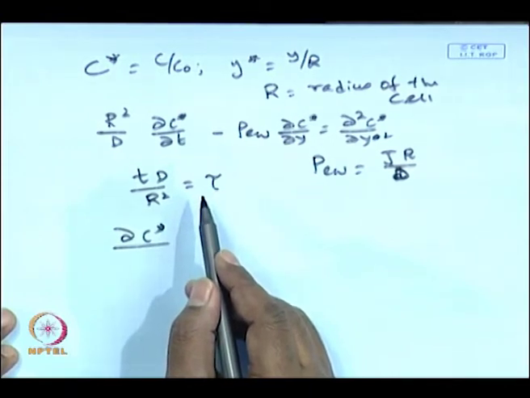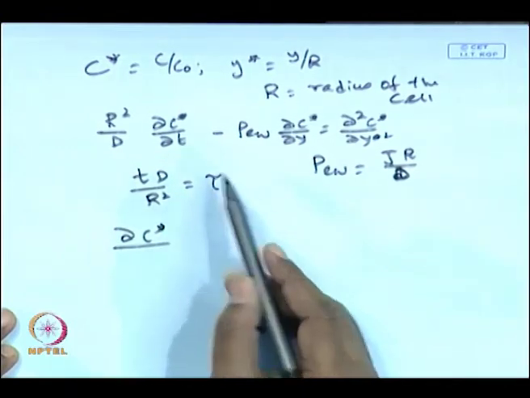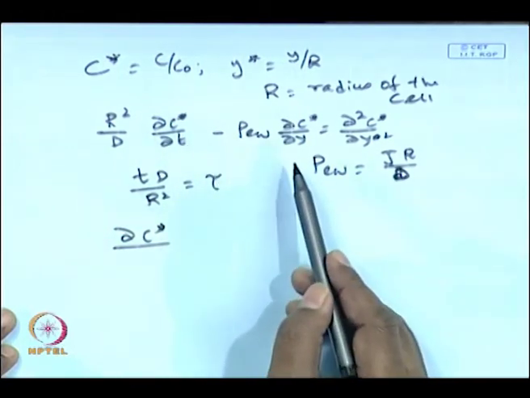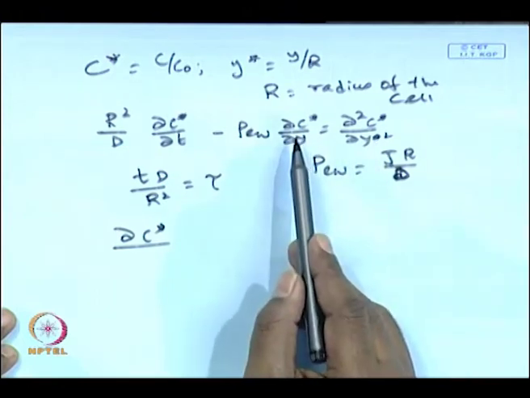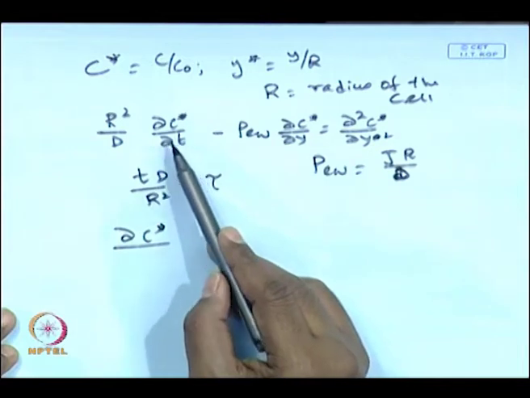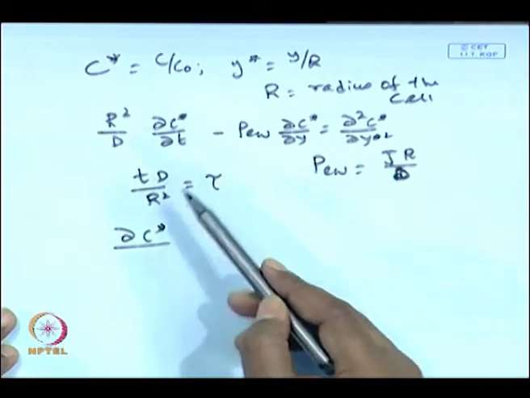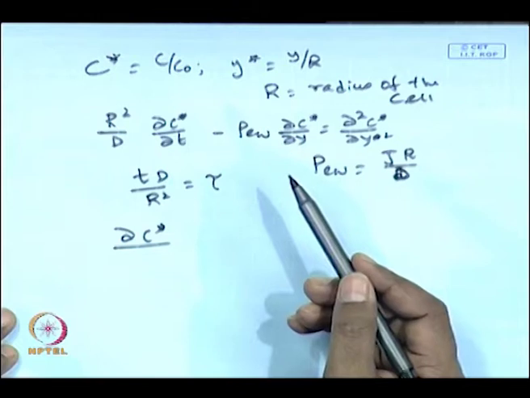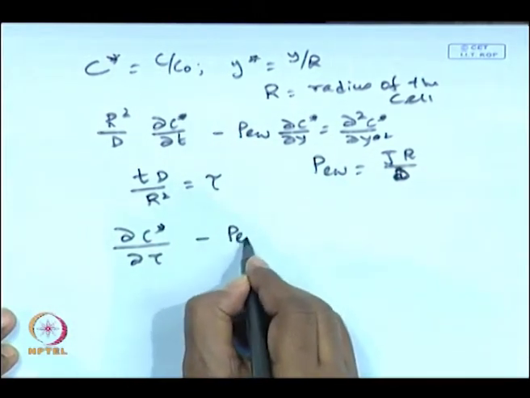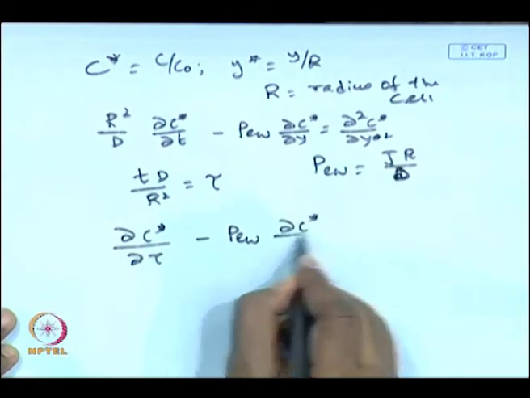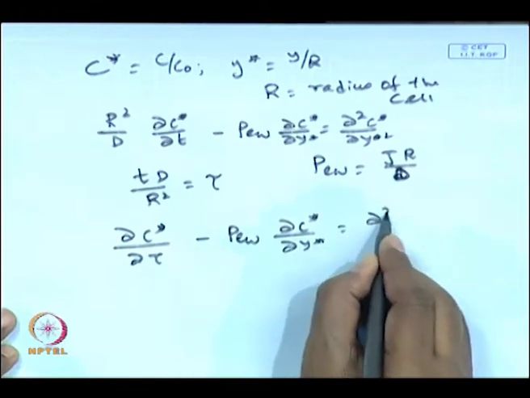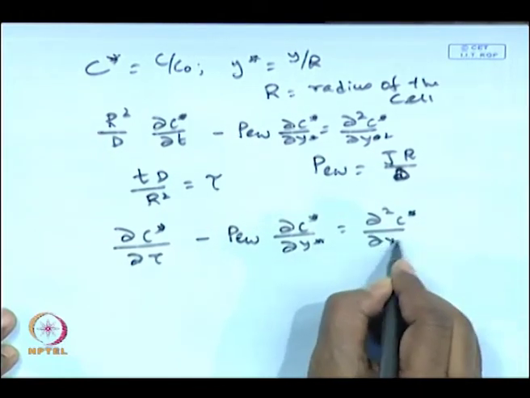If it is not apparent what the form of non-dimensional time or some independent parameter is, and you know the others, just substitute there, simplify, and make the other terms non-dimensional. So the third term, its non-dimensional version, will appear automatically. Okay. So, del C star del tau minus P W del C star del y star is equal to del square C star del y star square.